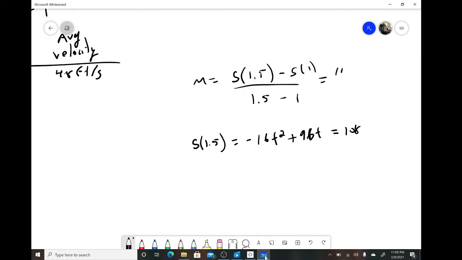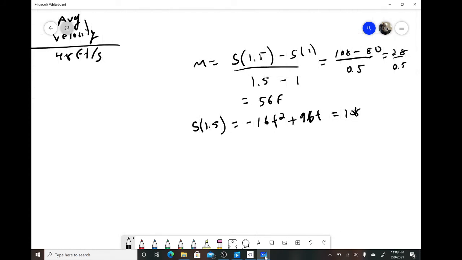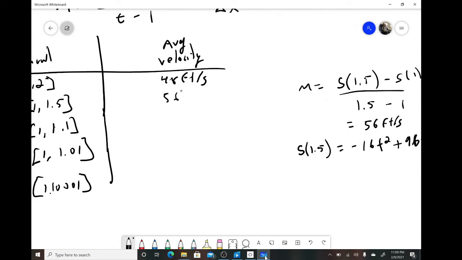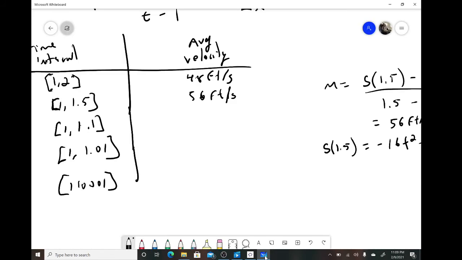So we have 108 minus 80 divided by, well, 1.5 minus 1 is just 0.5. 108 minus 80, I believe that's 28 over 0.5. So that should be what? 28 times 2, that's 56. Yeah, so that should be equal to 56 feet a second. So now we see that the average velocity has increased as we move closer to 1 second.